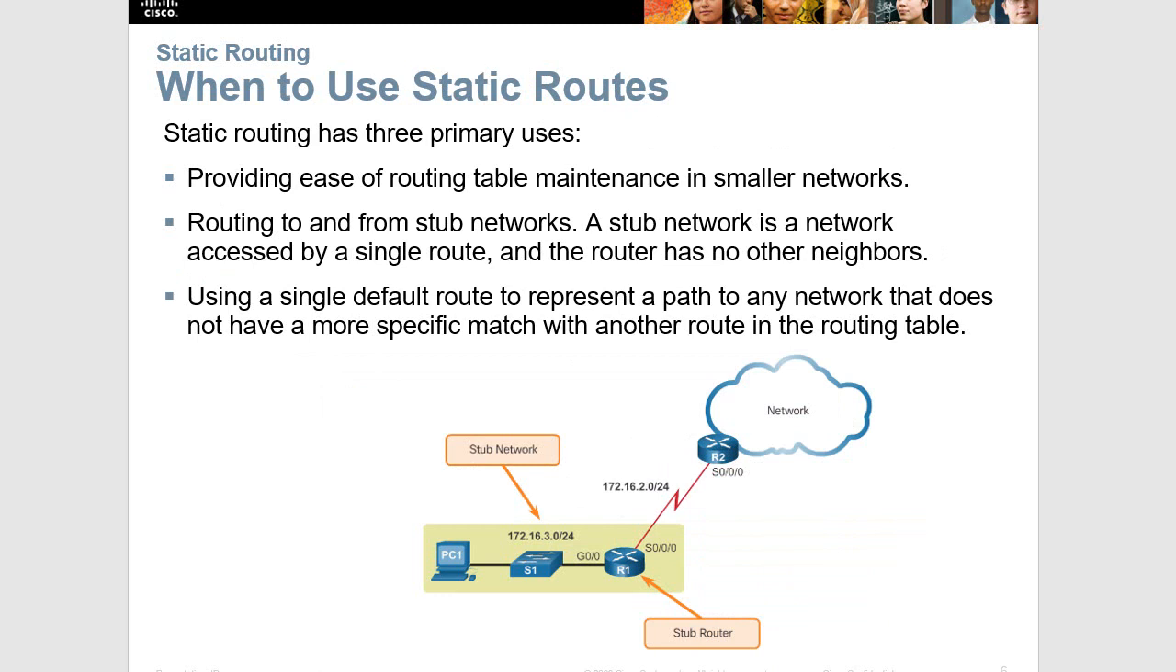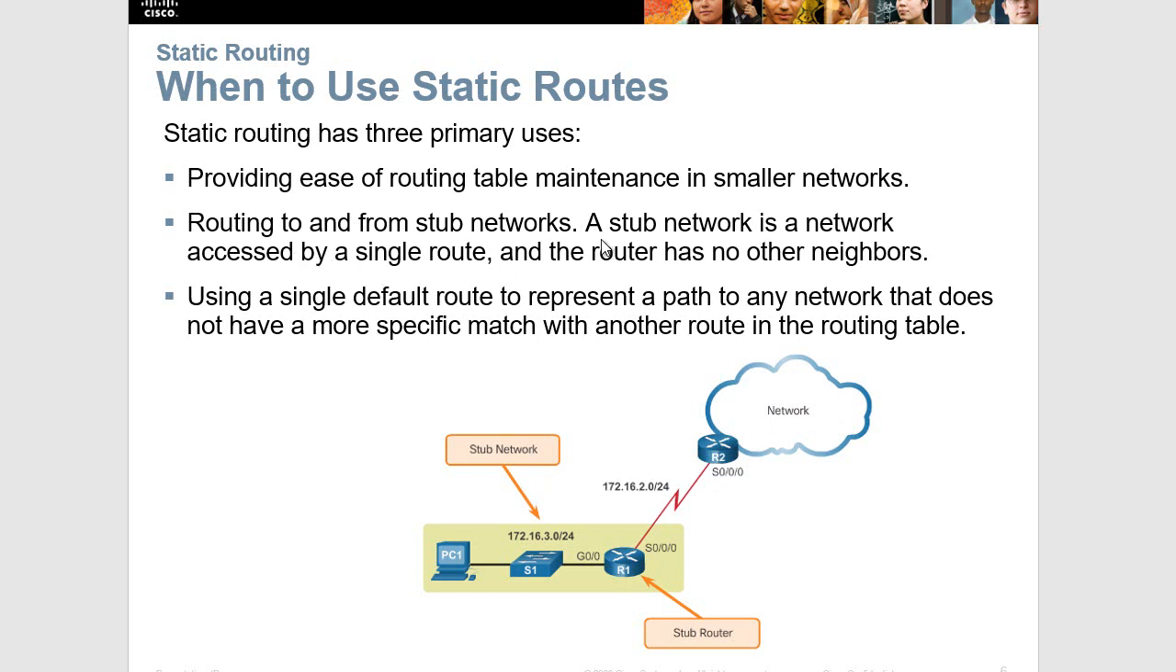So when to use static routing? You've got a couple of bullet points here, providing ease of routing table maintenance in smaller networks. You really wouldn't go through the trouble of setting up a dynamic routing protocol in a situation like this. You've only got one network behind your router, so setting up a static route off the network and a static route from R2 to the network is going to make sense.